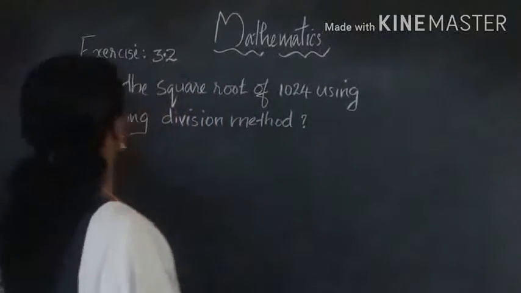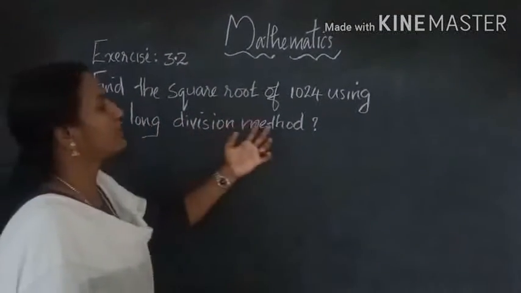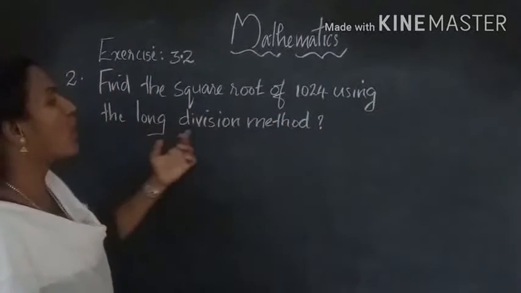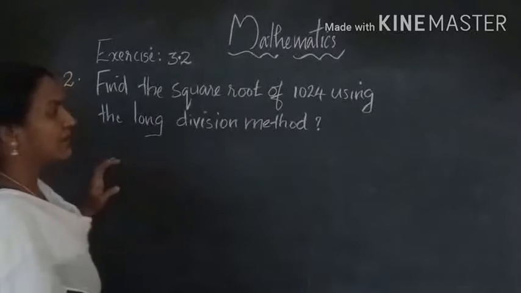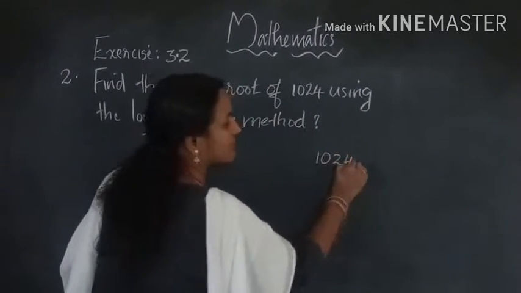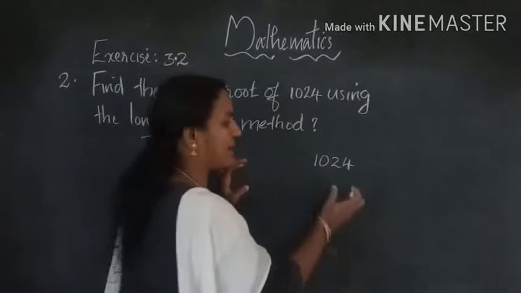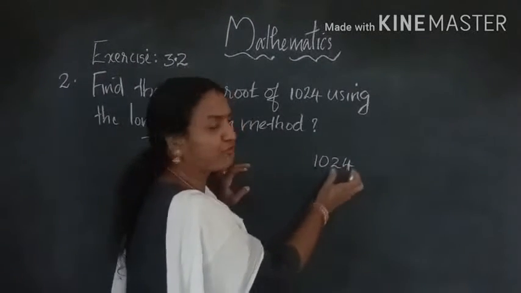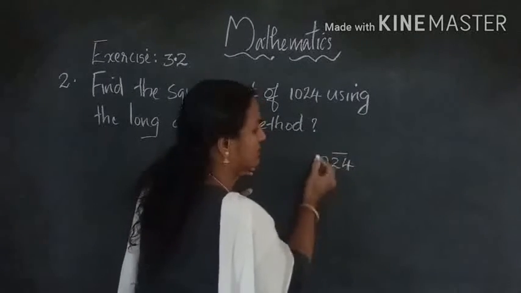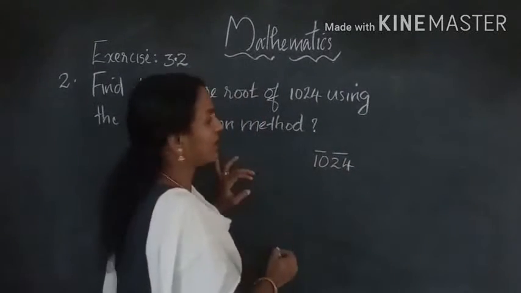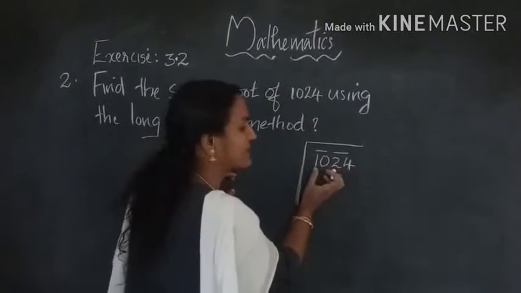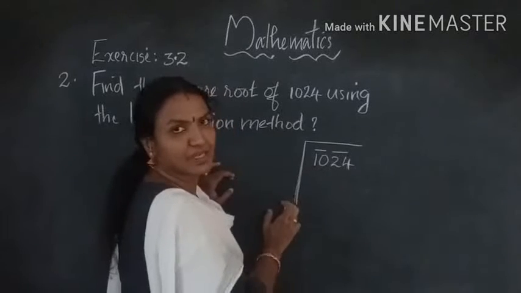Next, question number 2. Find the square root of 1024 using the long division method. So you write 1024. Put a bar over every pair of digits from the unit place. Long division method means we have to divide. Here 10 is the first group and 24 is the second group.